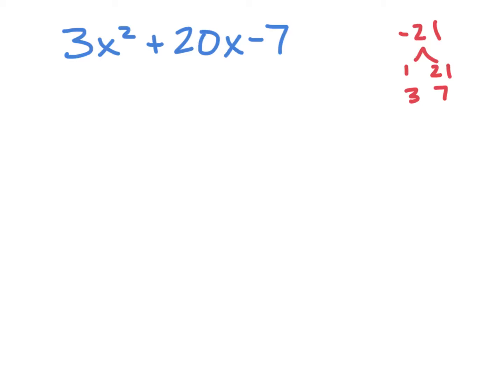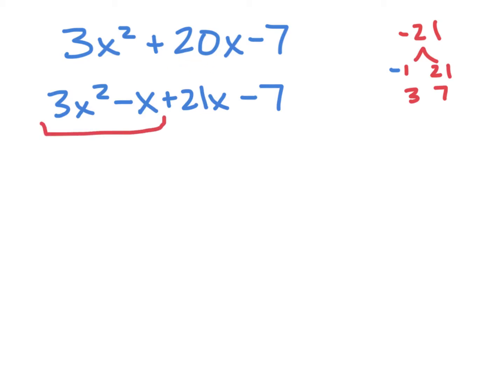Well, if I just make this 1 a negative 1, negative 1 times 21 is negative 21. Negative 1 plus 21 is 20. So I've got my numbers here. So let's split up the middle term: 3x squared minus 1x plus 21x minus 7. Again, negative x plus 21x is 20, so I haven't changed anything.